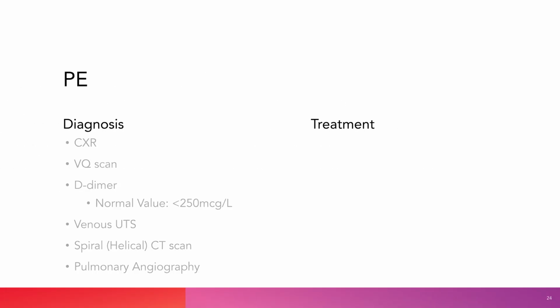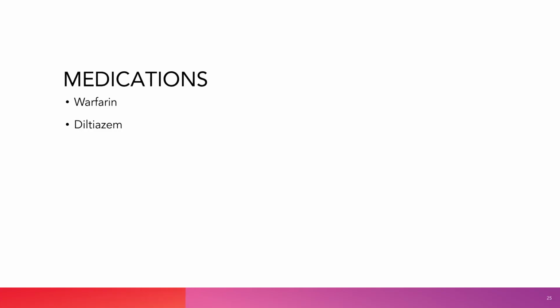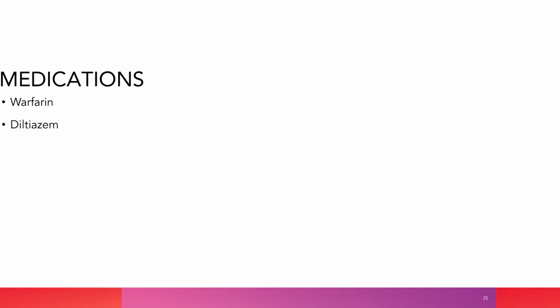Diagnosis of PE uses tests such as CXR, VQ scans, D-dimer, and spiral CT scans. Treatment goals are to prevent DVT growth and provide cardiopulmonary support, including oxygenation, pain management, and anticoagulant therapy. Medications for PE often include warfarin, an anticoagulant, and diltiazem, a calcium channel blocker.